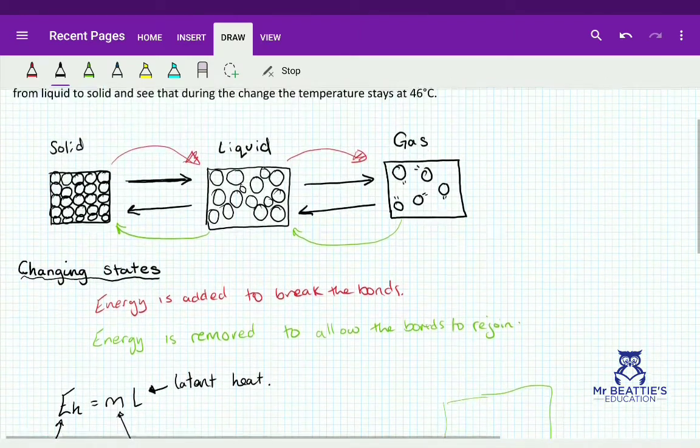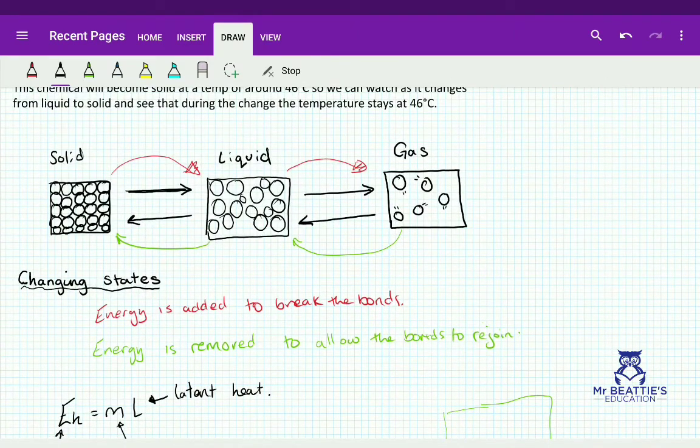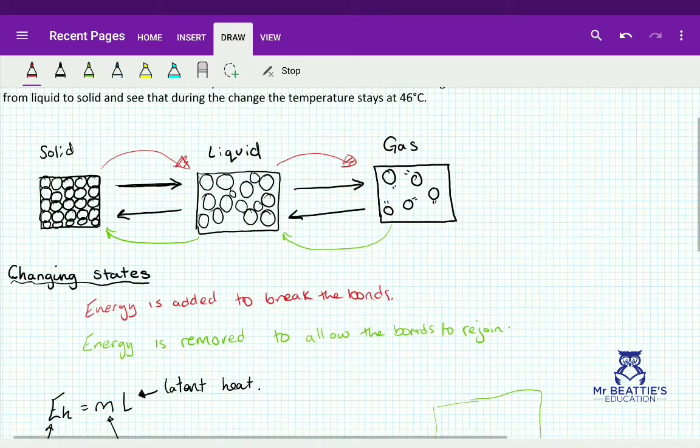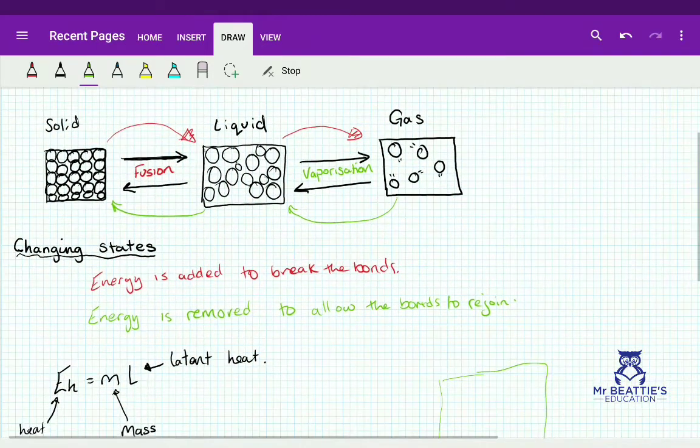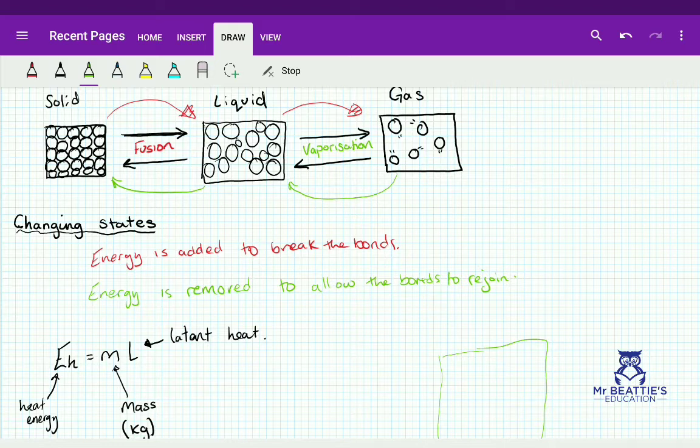Now, we have two different transfers here. We have the transfer between solid and liquid, which we call the latent heat of fusion. Whether it's going from solid to liquid or liquid to solid, that side is called the latent heat of fusion. And on the other side, between liquid and gas, we have the latent heat of vaporization. Okay, and those are our two for that. You'll see them both on the data sheet as those terms. Fusion is between solid and liquid, and vaporization is between liquid and gas, right?